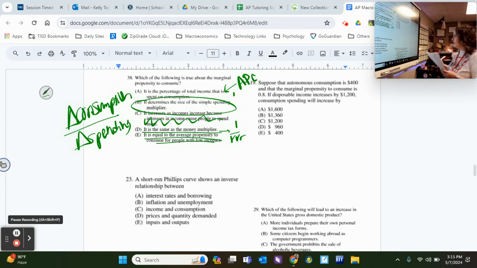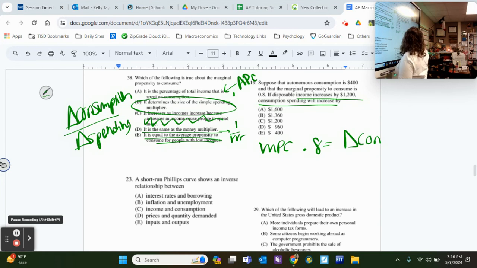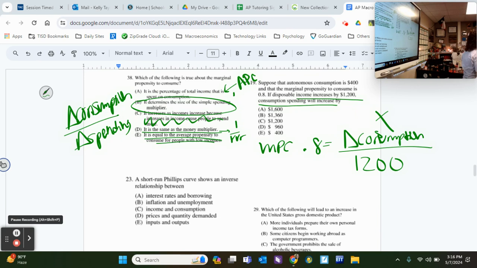Because we have MPC being 0.8, and we have a change of income of $1,200. It's asking how much spending will change by. That is the equation for MPC, which is right here. We're solving for a change of consumption, because it's asking how much spending is going to change by, over the change of income that was given to us, 1,200. So we're solving for the numerator, X, and that's going to be 960. 960 is 80% of $1,200. That is the correct answer there.